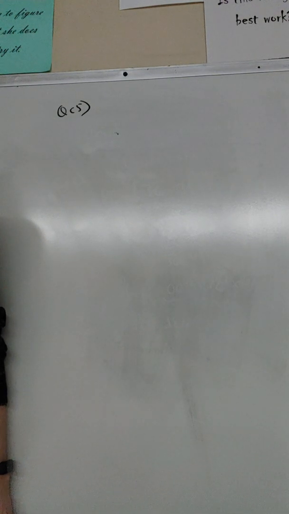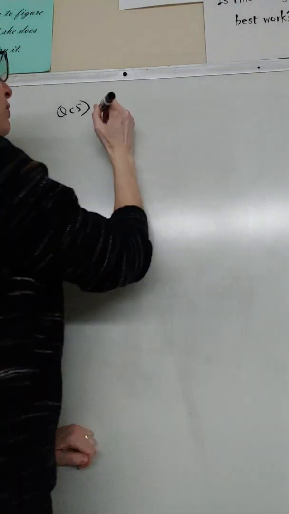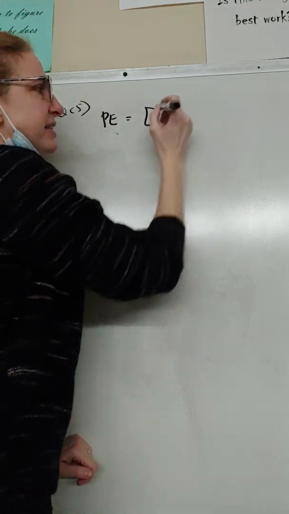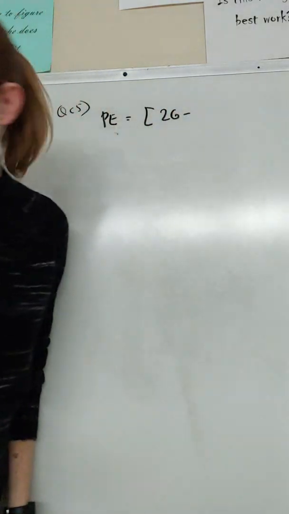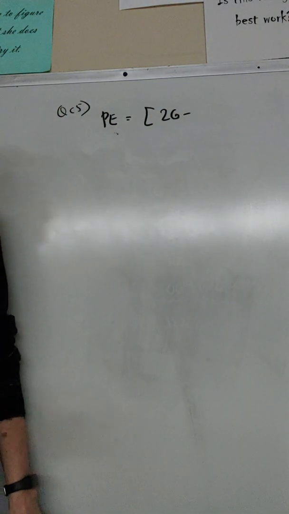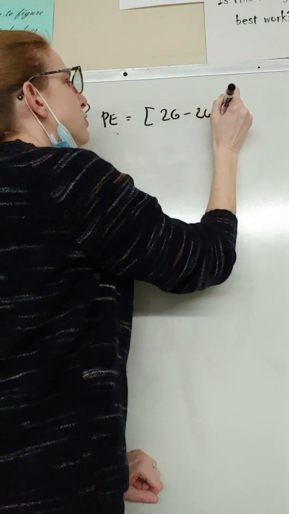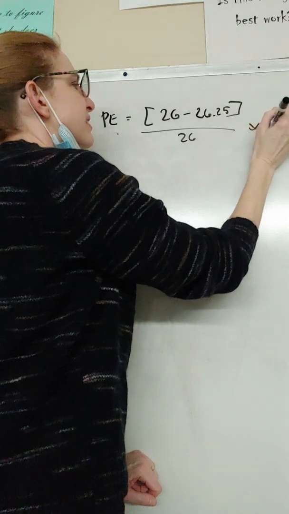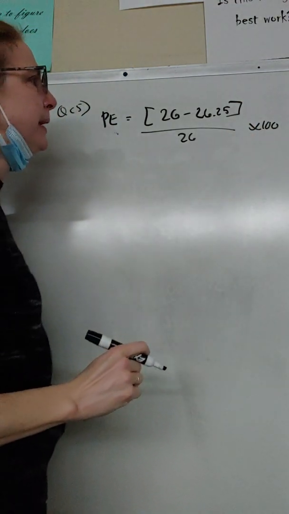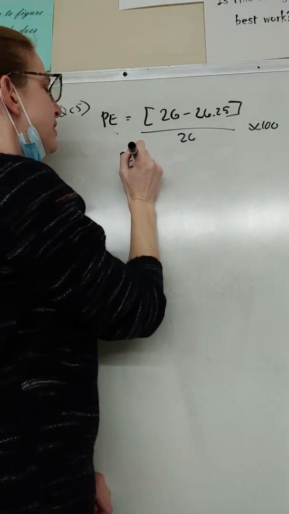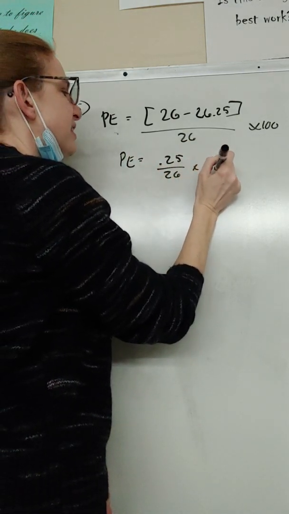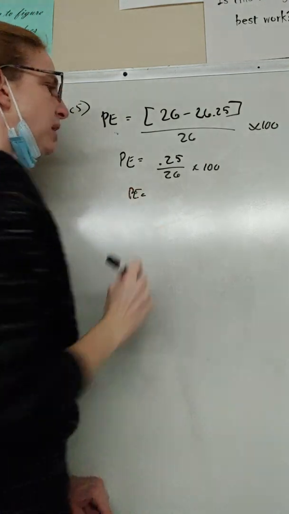All right. So quick check 5. We have a sporting goods store. We are measuring baseball bats. They should weigh 26 ounces. So for my formula, my desired value is 26 ounces. My measured value is 26.25, because that's what 1/4 is, divided by 26 times 100. Okay, well, 26 minus 26.25 is 0.25, divided by 26 times 100.